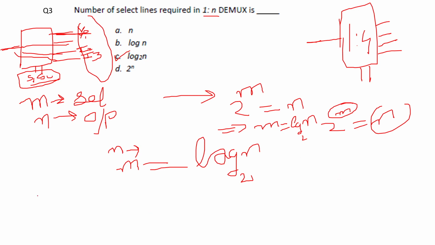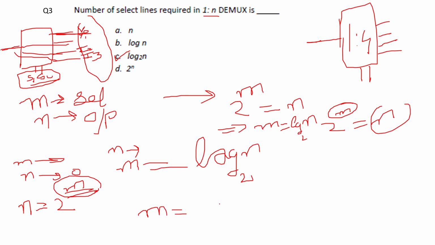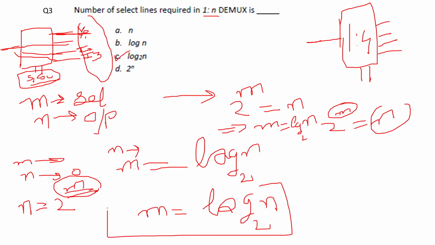So if we have m select lines and n output lines, the relation in the case of a demux is that the number of output lines n is equal to 2 to the power m. Here I have 4 output lines, so that means I will have 2 select lines. Taking log on both sides to the base 2, m will be equal to log n to the base 2. That is what it is.